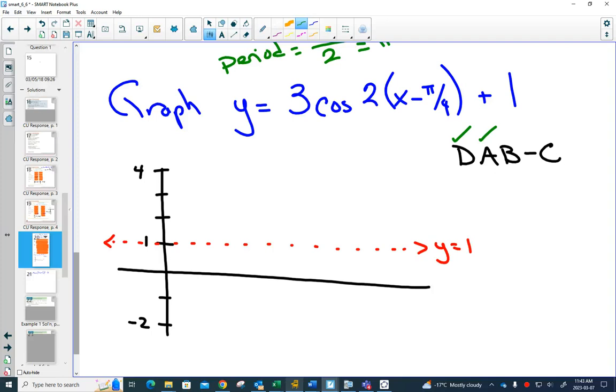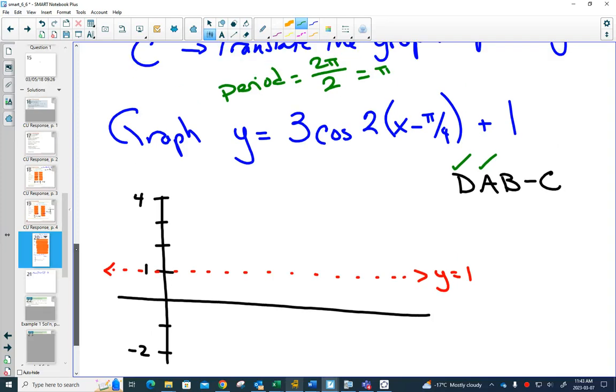Your B value helps you figure out your period. And I've got it written right above here. Our period is 2 pi divided by our B value. Since our B value is 2, 2 pi divided by 2, our period is pi. So we use our B value to figure out our period.